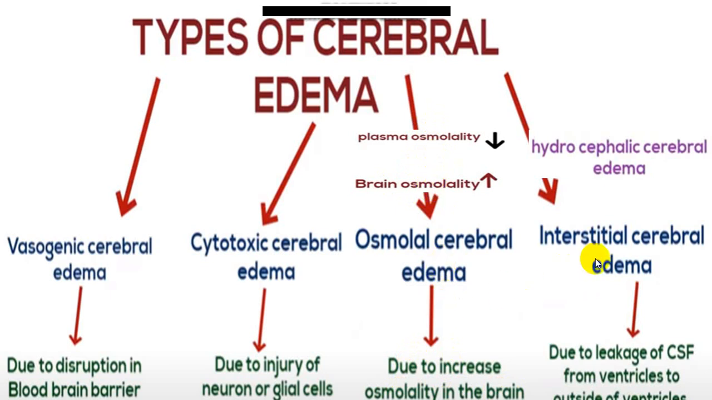While in the case of hydrocephalic edema, we also label it as interstitial cerebral edema. Because of increased pressure in the ventricular system, the CSF leaks from the ventricle into the interstitial space outside the ventricle, and this is because of disruption of the blood-brain barrier system. But this is labeled separately because it is secondary to hydrocephalus. So this is the most simplified form.